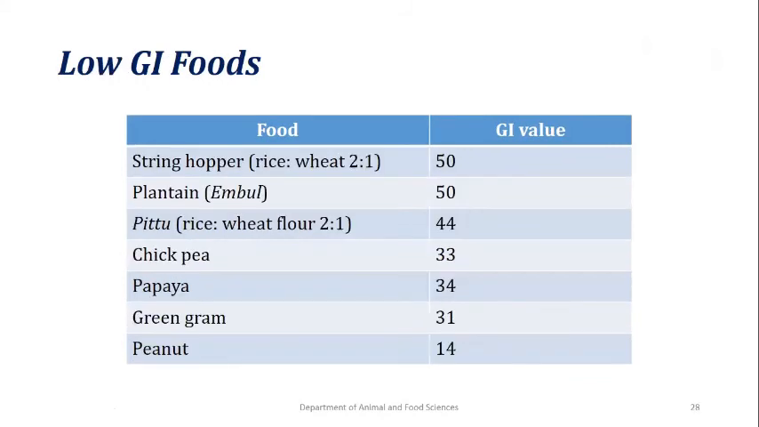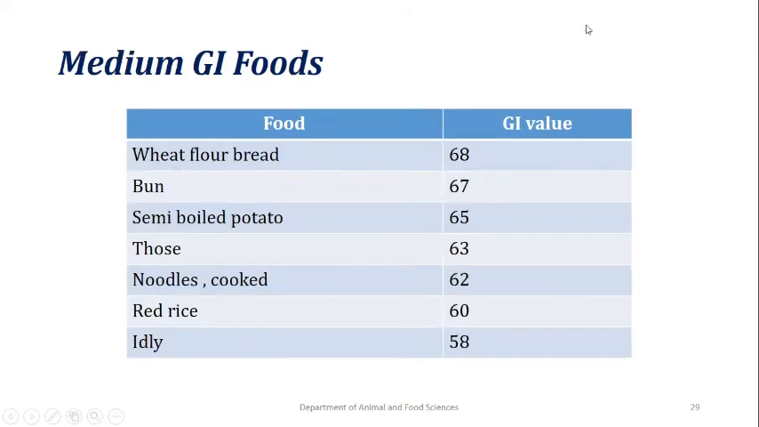Then these are a few examples of low GI foods. Say string hopper, the GI value is 50. Plantain, it's 50. And papaya, it's 34. Green grams, 31. And peanut is 14. And these are a few examples of medium GI foods. See, wheat flour bread is 68. Bun is 67. Red rice is 60. Idli, it's 58. So these are a few examples.